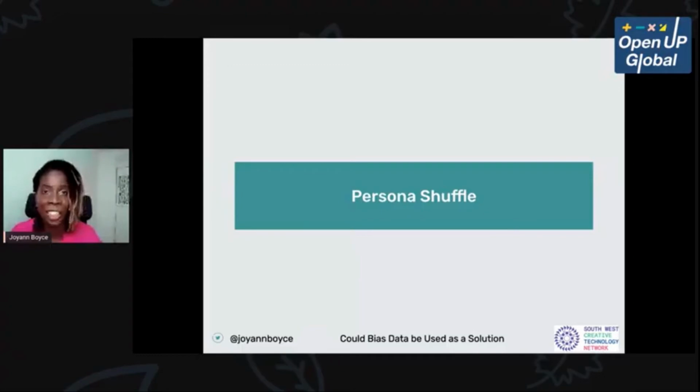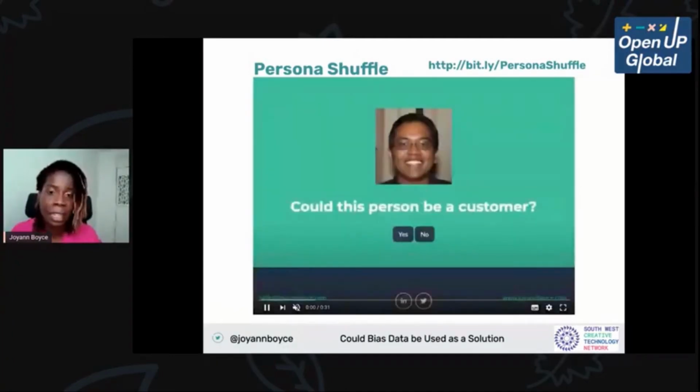I began to learn a little bit of code, very basic, but with the support of a coding mentor, I created a persona shuffle, which is going to be used as a training tool, ideally, for anyone dealing with data to think about their data a little bit more intersectionally. If you want to try this tool, there's the link bit.ly/persona shuffle.